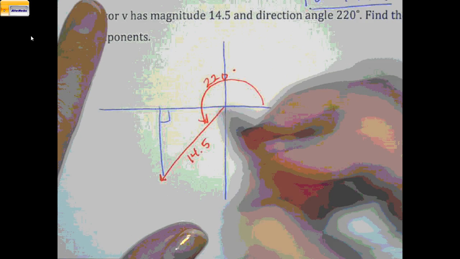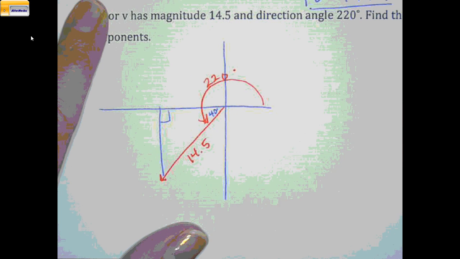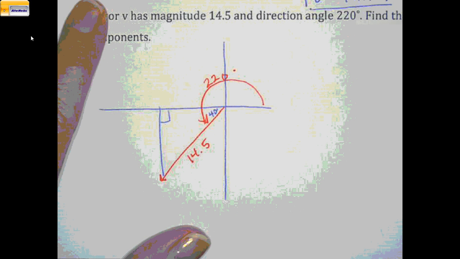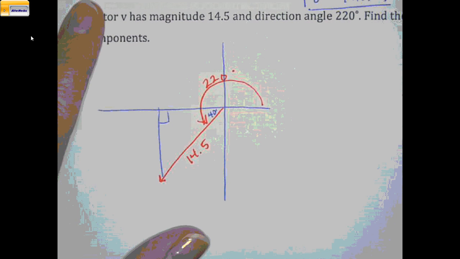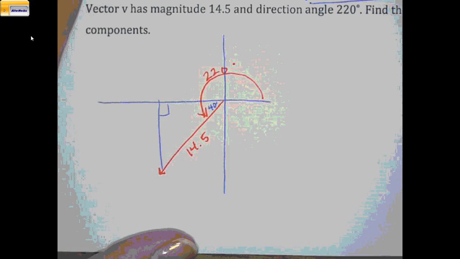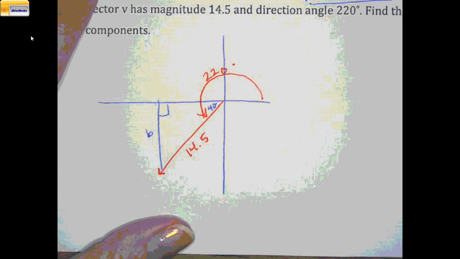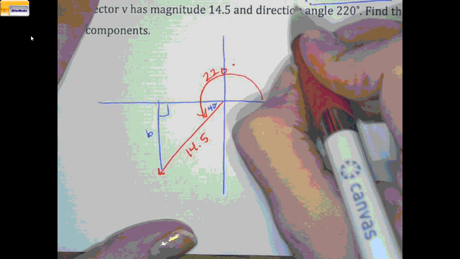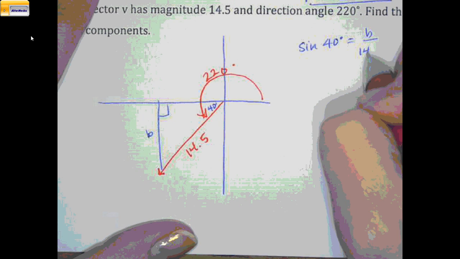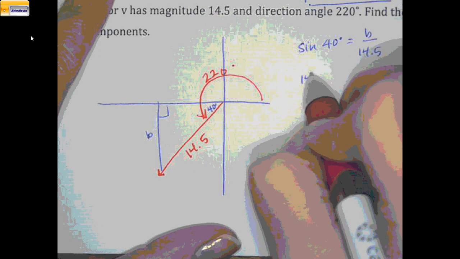What is our reference angle here? 40, good. But I don't know the lengths of these two sides here. How am I going to get them? They're the formulas that we talked about before, or you could just kind of use SOHCAHTOA on your own. Isn't the sine of 40 b over the hypotenuse? So sine of 40 degrees equals b over the magnitude of v. Multiply both sides by 14.5.